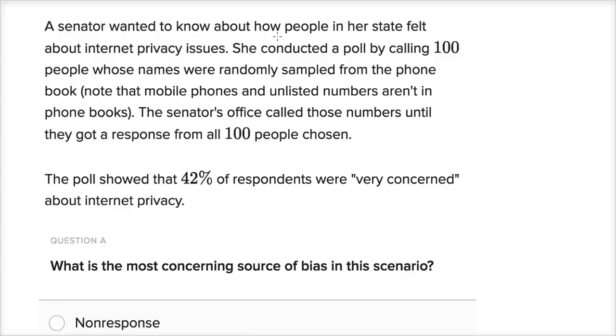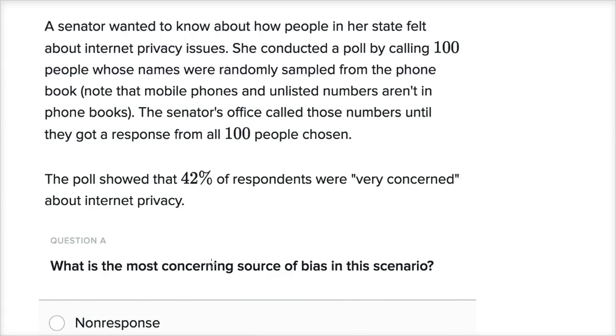A senator wanted to know about how people in her state felt about internet privacy issues. She conducted a poll by calling 100 people whose names were randomly sampled from the phone book. Note that mobile phones and unlisted numbers are not in phone books. The senator's office called those numbers until they got a response from all 100 people chosen. The poll showed that 42% of respondents were very concerned about internet privacy.